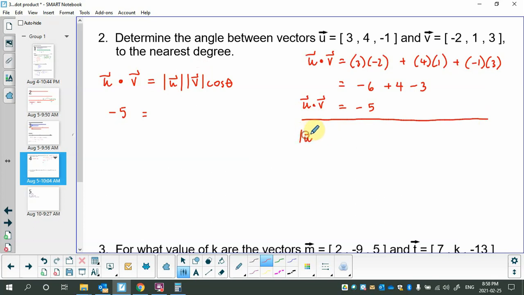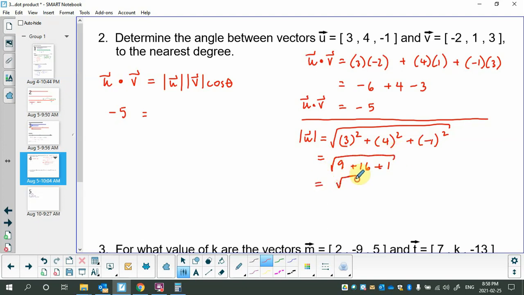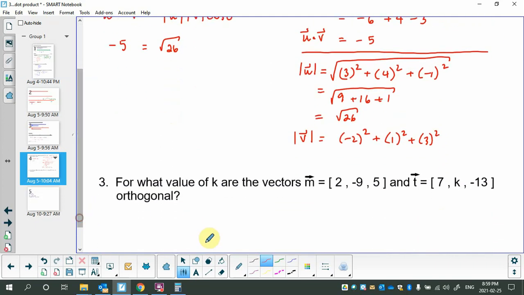So I can figure them out. So the magnitude of u is 3 squared plus 4 squared plus negative 1 squared, all under a square root sign. So 9 plus 16 plus 1 is root 26. And then I can do the same thing for vector v. So negative 2 squared plus 1 squared plus 3 squared. I do need a teeny bit more room.